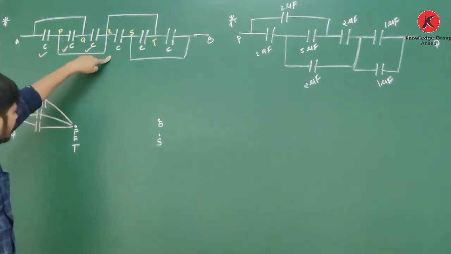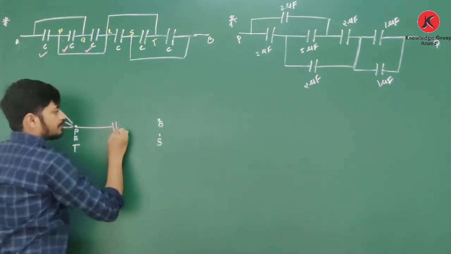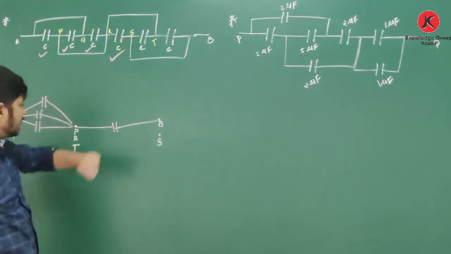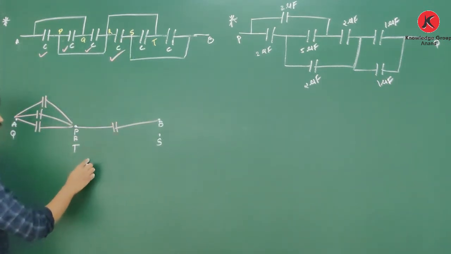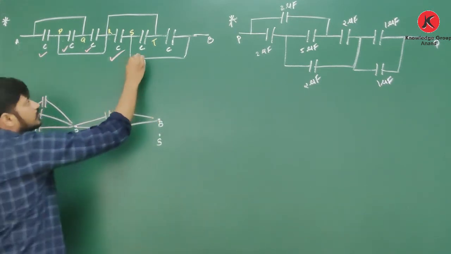This one is between R and S. Here it is R and here it is S. So yes, this one is done. This next capacitor is between S and T. Here it is S and here it is T. So yes, it is like this. Okay, so this one is also done.